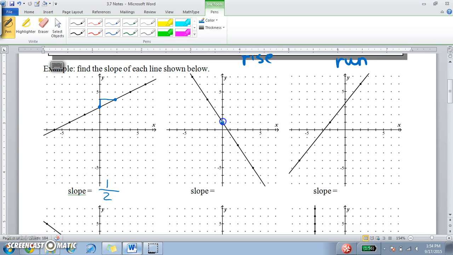Same thing here, pick 2 points. So I'll pick these 2 points. Now if I count from this point to this point, my rise is going to be going down 1, 2, 3 units. So that's going to be a negative 3 over, I'm counting to the right, 2. So a negative 3 over 2. Here, I'll pick these 2 points. So my rise is going to be positive because I'm going up 1, 2, 3, 4, 5. So my rise is going to be 5 over my run, which is going to be 1, 2, 3, 4.